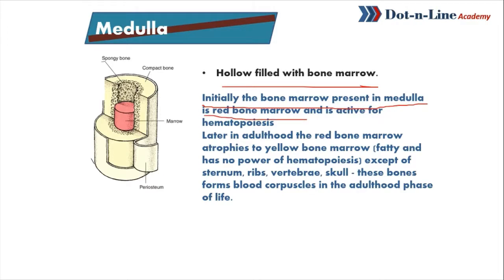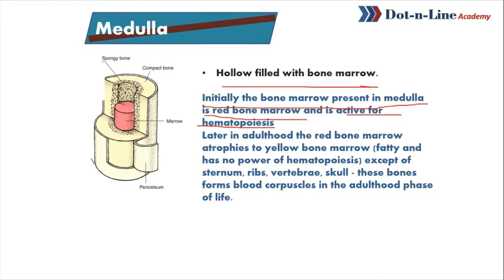By initially, I mean at the stages of fetal life and the initial phases of life, the medulla is filled with red bone marrow and is active in hematopoiesis. What is hematopoiesis? Hematopoiesis is the generation of red blood cells, the blood corpuscles. Hematopoiesis is the genesis of the red blood cells and even the white blood cells. Hematopoietin hormone will trigger it, and hematopoiesis will occur in the red bone marrow.